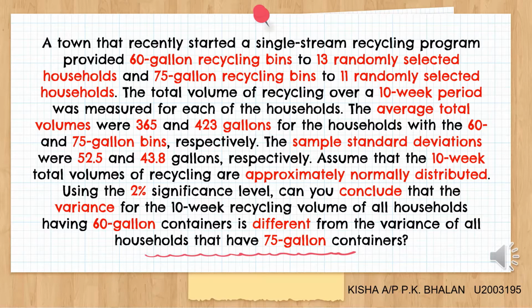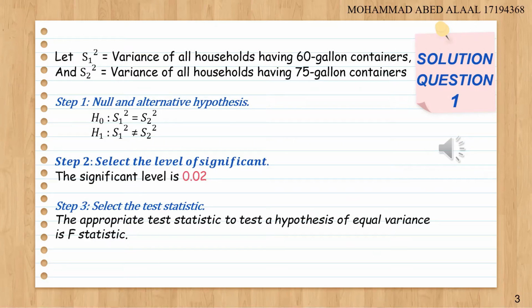Using the 2% significance level, can you conclude that the variance for the 10-week recycling volume of all households having 60-gallon containers is different from the variance of all households that have 75-gallon containers? Without further ado, I will pass to Muhammad Abid to continue with the solution. Thank you, Kisha. I'm Muhammad Abid Alal, and I'm going to review the answer for Question 1.